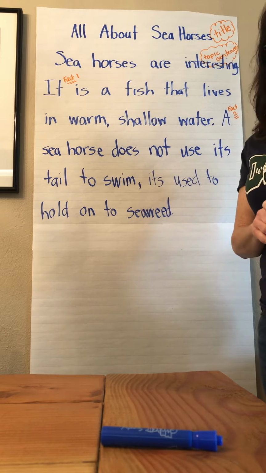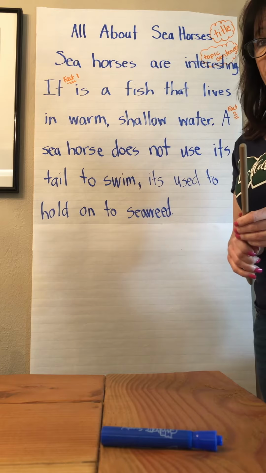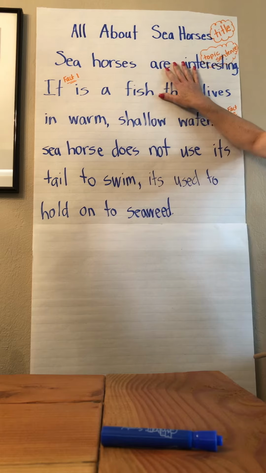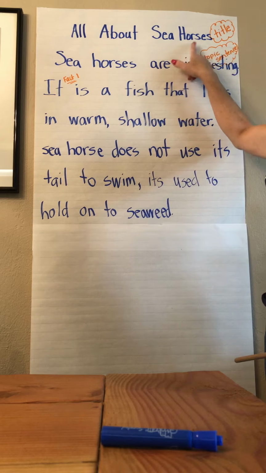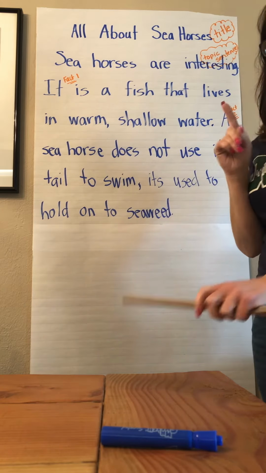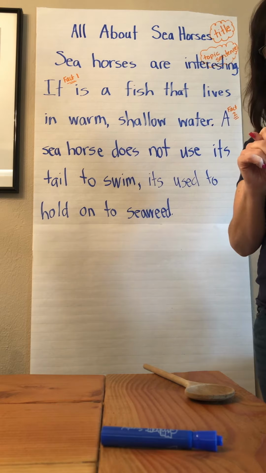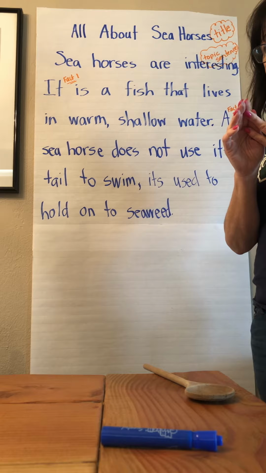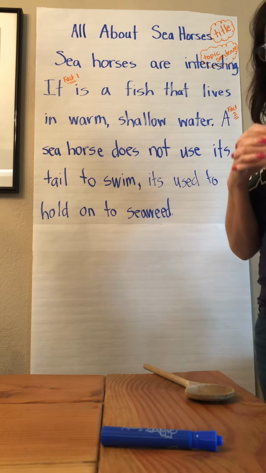We're going to talk about writing some more. Specifically, we're going to talk about informational writing. This is the one we were working on in class. It's about seahorses, and so the first thing we know we need in informational writing is a title, a topic sentence, three facts, and then a conclusion.